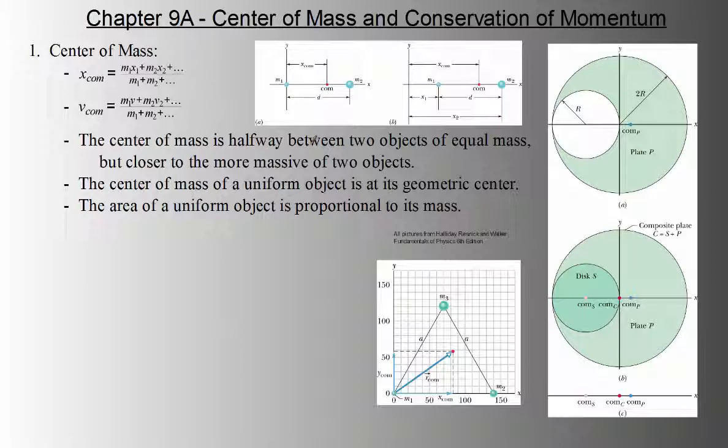What else do I want to say? Oh, so notice this first one here. The center of mass is halfway between two objects of equal mass. So if M1 and M2 were equal, then the center of mass would probably be right about there, about halfway. It would be at halfway, but that's the best I can draw it. But it's closer to the more massive of the two objects. M2 is more massive, and so you can see that the center of mass is closer to M2 than it is to M1.